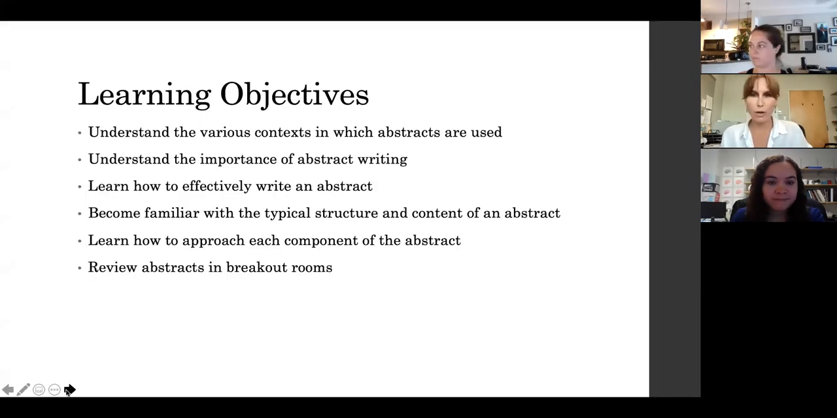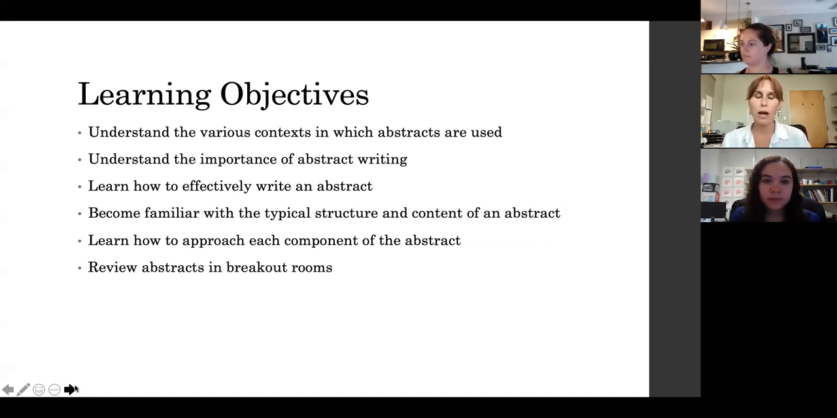Okay, so what are we going to do today? So we're going to start with a short lecture. We're going to cover the various contexts in which abstracts are used in academia. We're going to learn why it is important to write a good abstract. How do you write a good abstract? We're going to become familiar with the typical structure and content of an academic abstract, and then we'll cover how you would approach each component. After the lecture, we're going to break you out into breakout rooms.